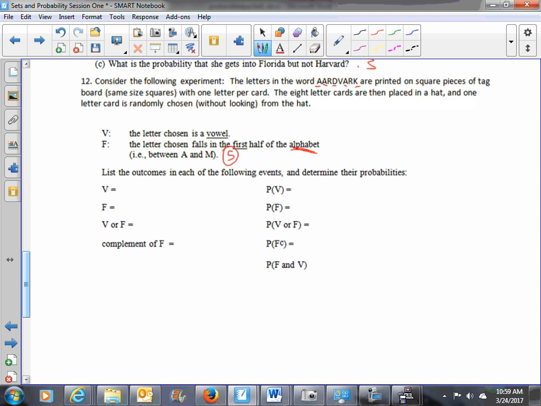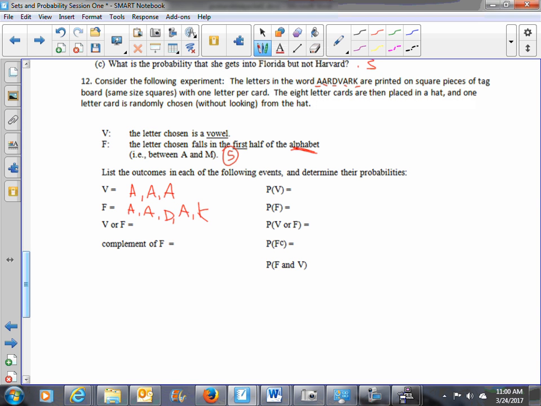Okay, now it says list the outcomes in each of the following events and determine their probabilities. Okay, V, the letter chosen would be a vowel. The outcomes are A, A, A. And I think we have to list those 3 times because we have 3 different cards with an A on them. Okay, now F, that would be A, D, A, K.